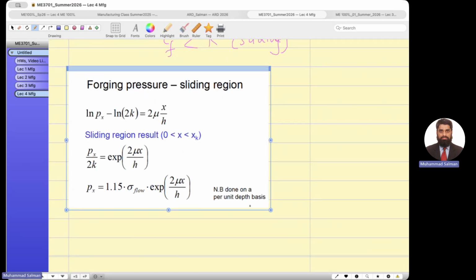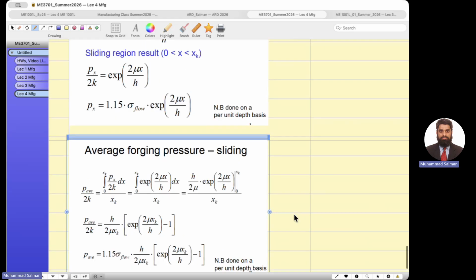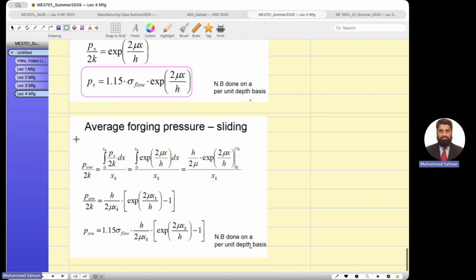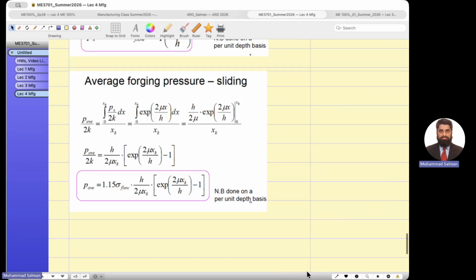This is just the integration work, and then the average pressure. After you do the instantaneous, this is the formula for instantaneous pressure. But for average pressure, you do this formula. Please note down this formula in your formula sheet. This is the average forging pressure. For sliding, there will be another forging pressure.